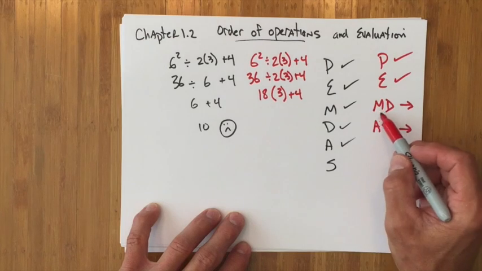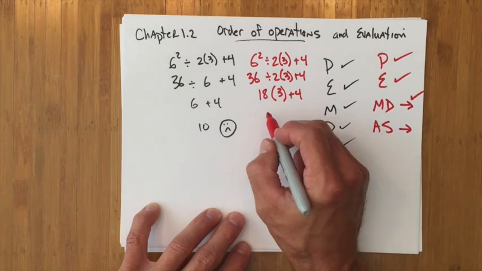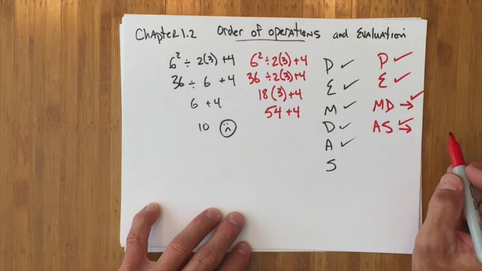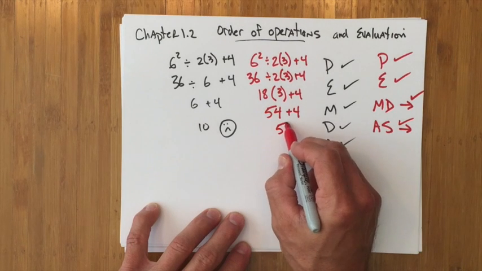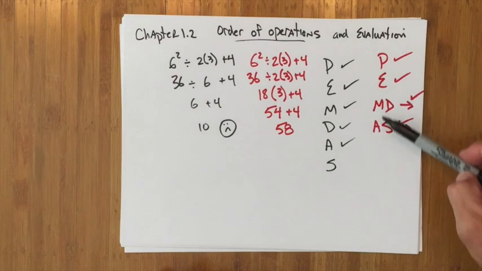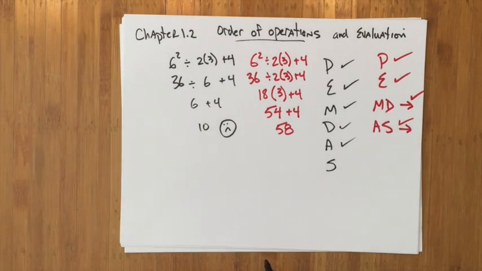Now we're still in this step, but we're about to finish it off. The multiply and divide step concludes with 18 times 3 is 54, plus 4, and now you're on the add and subtract step from left to right, and you get the correct answer of 58. It brings up the correct and the incorrect understanding of what the order of operations are.